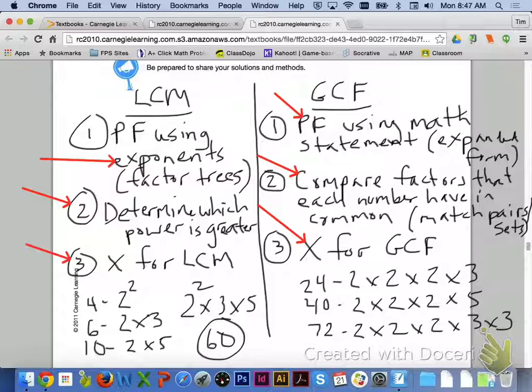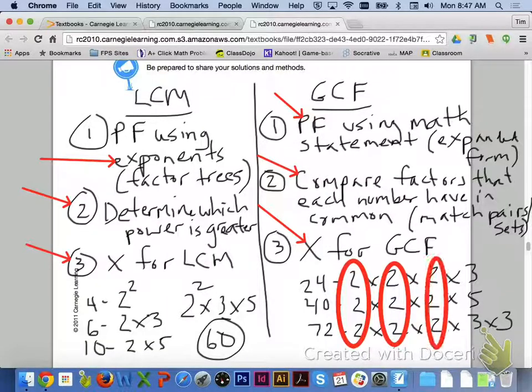Now I have to make sure that I match up. In this case, it's going to be a set of factors that each of the 3 numbers have in common. I can see here that we have the common factor of 2, and it is matched up 3 times. So 2 cubed is going to give me 8. So the GCF of 24, 40, and 72 is going to be 8.